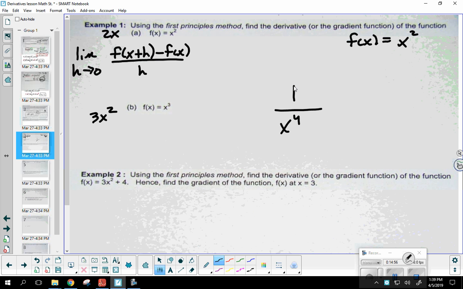This is what the next lesson is about, using the shortcuts. Okay. She's absolutely right so far. So for A, I should get 2x, and for B, I should get 3x squared. So I'll go ahead and move this one, 1 over x to the 4th, over to the side, and we'll see if in a little bit you can remember how to do that. Okay. So now let's see if we actually do end up with 2x on this first one.